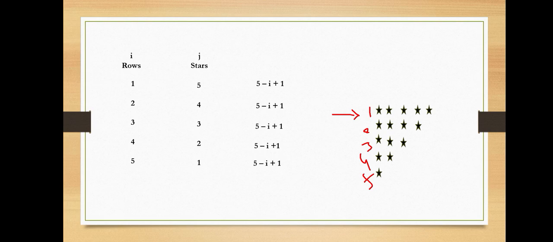Then from rows to stars, the lines will be: for the first row we are having 5 stars, in the second row it is 4 stars, in the third row it is 3 stars, in the fourth row it is 2 stars, and finally in the fifth row we are having one and only one star. Now let us look at the condition.